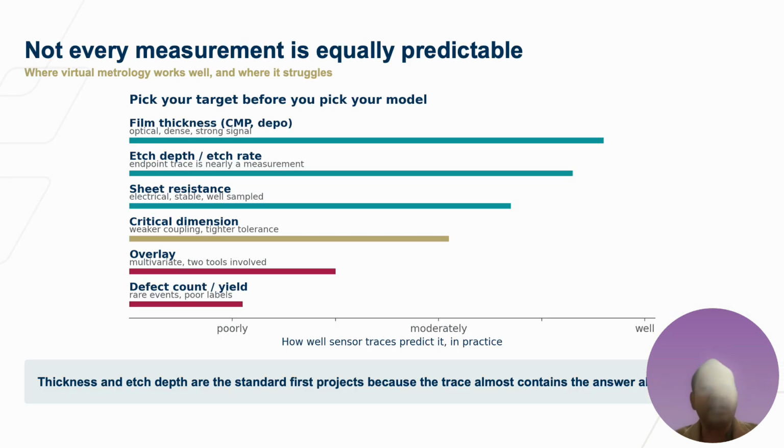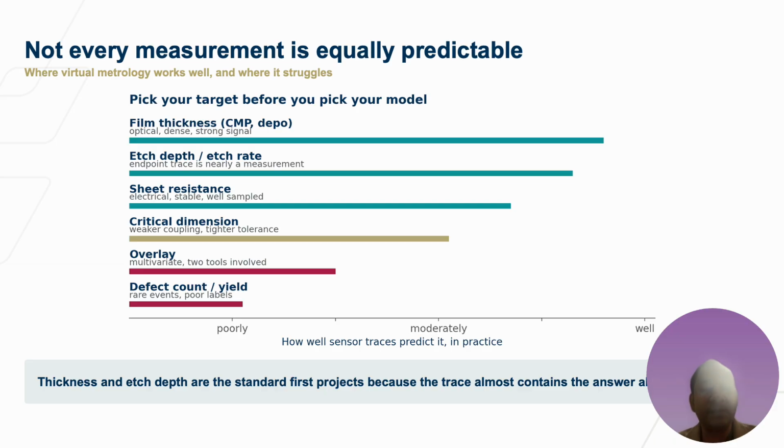Not every measurement is equally predictable, and choosing a tractable target is the first real decision. Film thickness, post-CMP, post-deposition, is the easiest. The measurement is optical, so it is cheap and densely sampled, which means plenty of labels, and the physics couples strongly to things the tool measures: polish time, motor current, slurry flow. Etch depth and etch rate are almost as good for a lovely reason. The endpoint trace is nearly a measurement already.